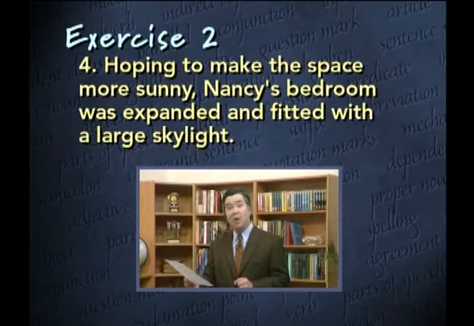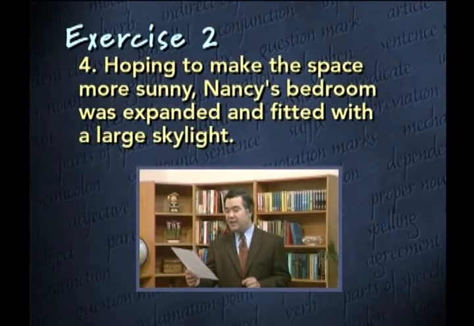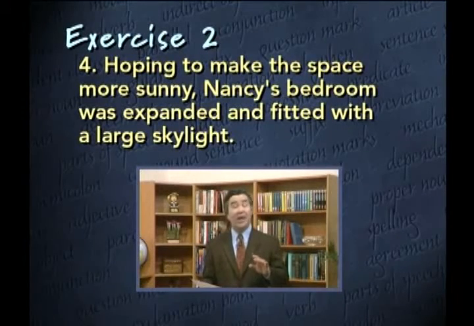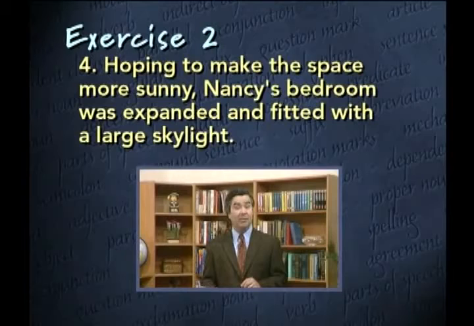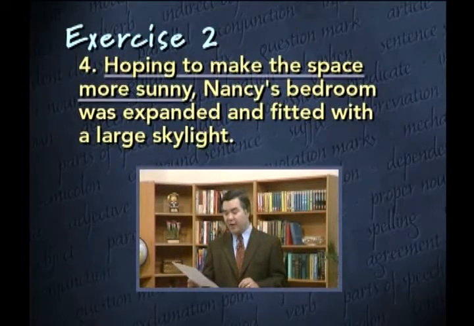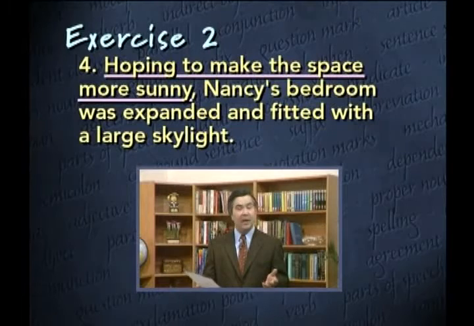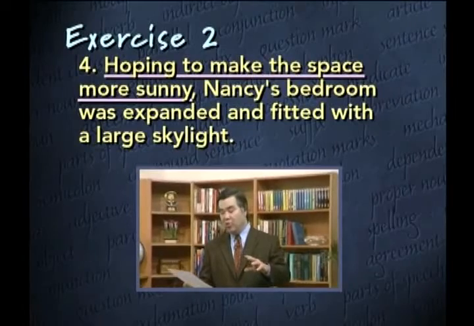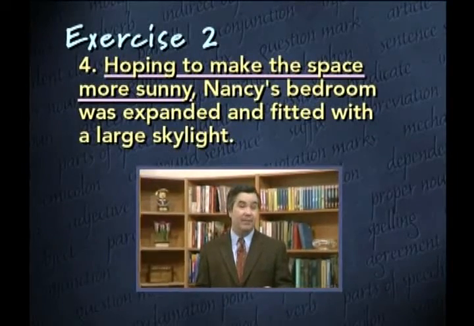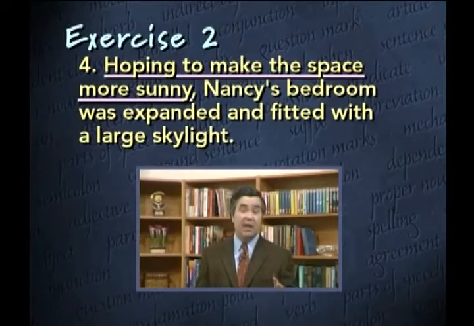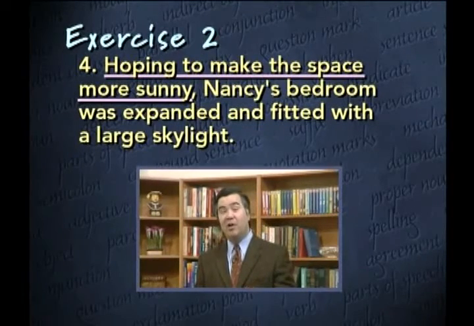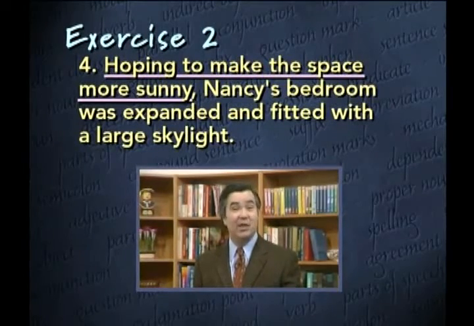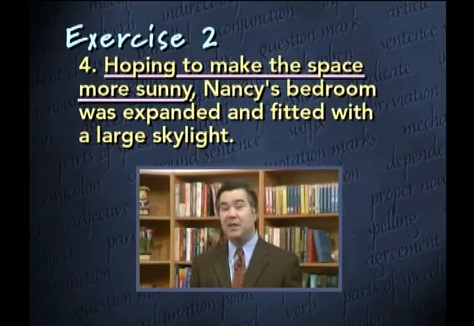Next example. Hoping to make the space more sunny, Nancy's bedroom was expanded and fitted with a large skylight. Now here we have a slightly subtle dangling modifier problem. Again, the sentence begins with a modifying phrase, hoping to make the space more sunny, and what immediately follows should be the word or words being modified. In other words, who or what was hoping to make the space more sunny. Now you might be tempted to say, this sentence is perfectly correct, because after all, Nancy follows hoping to make the space more sunny. And so it makes sense that Nancy, whose room this is, would be the one hoping to make the space more sunny.